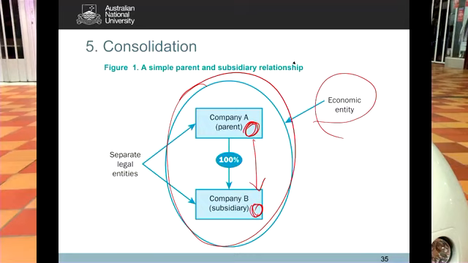All right. But why do we need to consider them as one group? I'll just give you one very simple scenario. All right. Think about the company, company A as a parent.